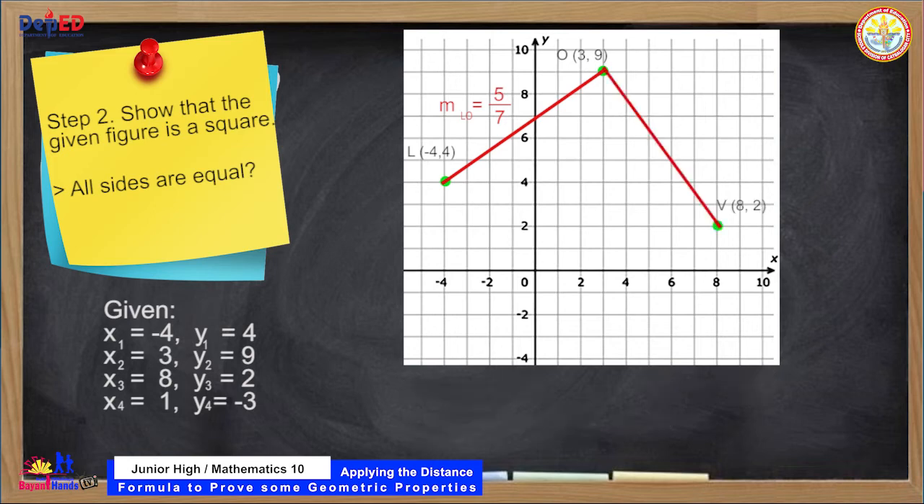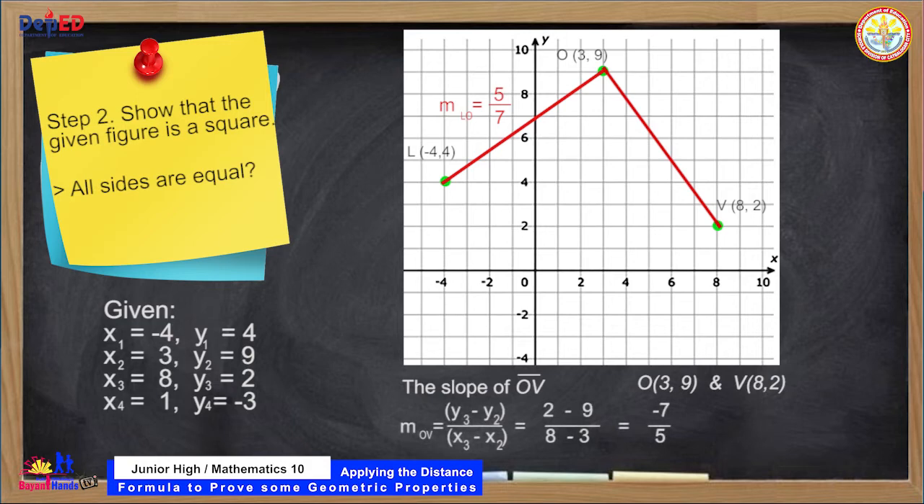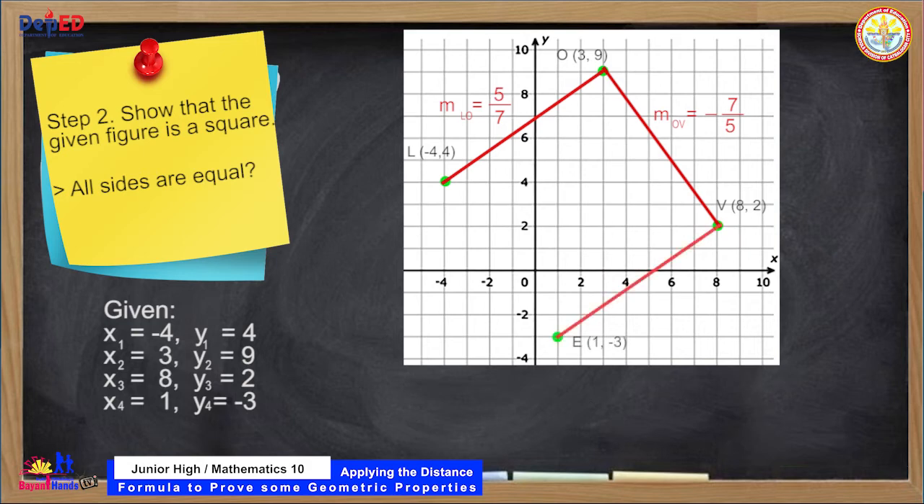The slope of segment OV, use point O, 3 and 9, and point V, 8 and 2. The slope of segment OV is equal to 2 minus 9 over 8 minus 3. That is equal to negative 7 over 5. The slope of segment OV is negative 7 over 5. The slope of segment VE, use point V, 8 and 2, and point E, 1 and negative 3.